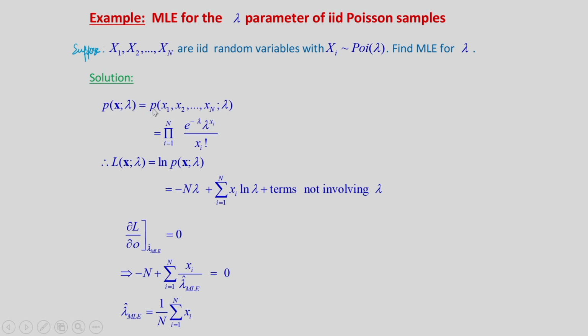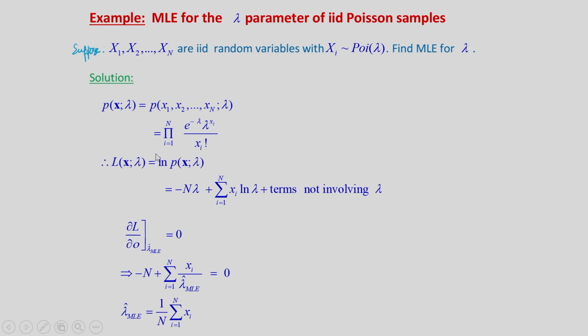The likelihood function is p of x1, x2 up to xn as a function of lambda. Now, each one is distributed as Poisson. Therefore, each distribution is given by e to the power minus lambda, lambda to the power xi divided by factorial xi. So, that way we have n distributions. Because of independent and identically distributed, we will get this as the product, i going from 1 to n, of e to the power minus lambda, lambda to the power xi divided by factorial xi. So, this is the likelihood of x as a function of lambda.